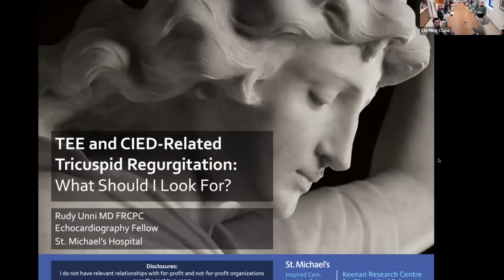So we're talking today about lead-induced TR, which obviously is a problem that we all sort of see routinely. We're going to talk about the imaging of this and how it can help make good clinical decisions. So a quick one-liner.